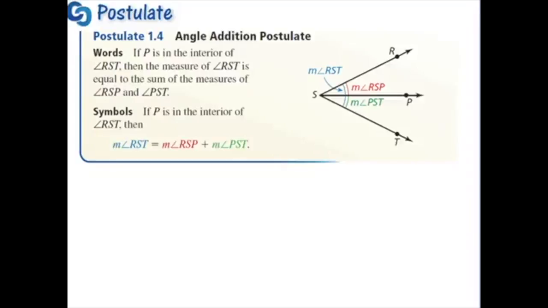Those parts may or may not be equal, but it doesn't change the size of the angles. So I can take this angle RSP, and I can take the angle PST. If I add those two, it's still equal to the sum, or the measure, of this outside angle here.